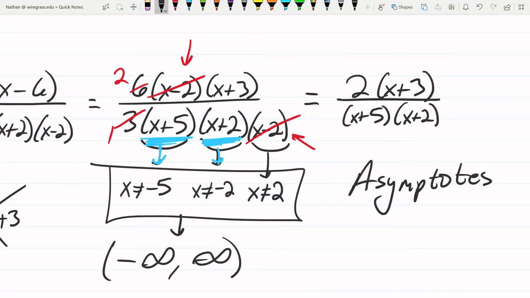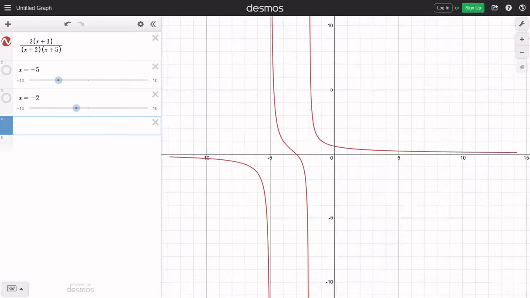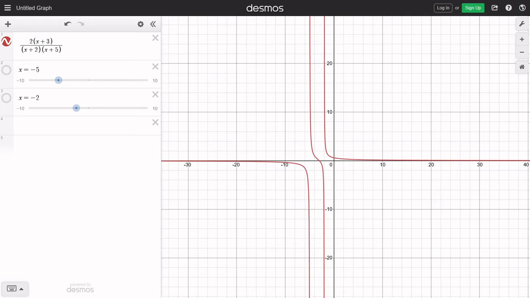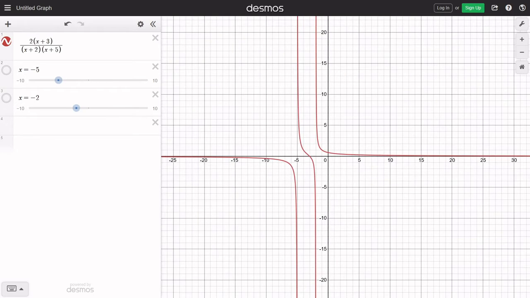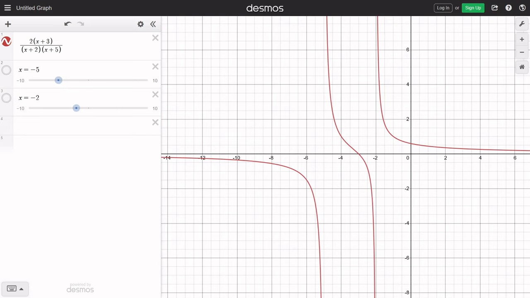And these are a very different kind of discontinuity. Here's the function that we just had, r of x, graphed here. And you can see it's an interesting looking function. It's got some weird behavior. But what you'll notice is that we have the two asymptotes at x equal to negative 5 and x equal to negative 2.